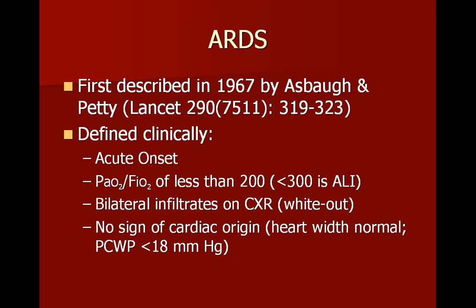Acute onset. It's not something that the person was chronically in this condition. A PF ratio of less than 200, and this is the one I always yell at my students. How hard is it to calculate a PF ratio, especially when on 100%? It's pretty easy, okay? Less than 300 is considered acute lung injury. Less than 200 is one of the criteria for ARDS. Bilateral infiltrates on chest x-ray, that whiteout picture, what appears to be a diffuse atelectasis.